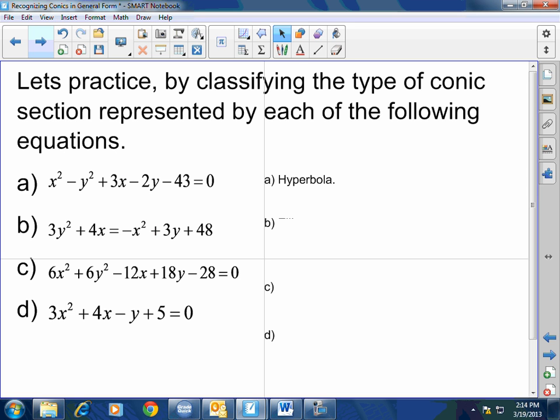3y squared plus 4x, and then I got a negative x squared here. You know that I'm going to bring this over, right? To the other side. I'm going to bring this and this, but let's focus on this right here. I've got a y squared and an x squared. They're both positive but different coefficients. Ellipse. Yes. 6x squared plus 6y squared. Circle. 3x squared plus 4x minus y.